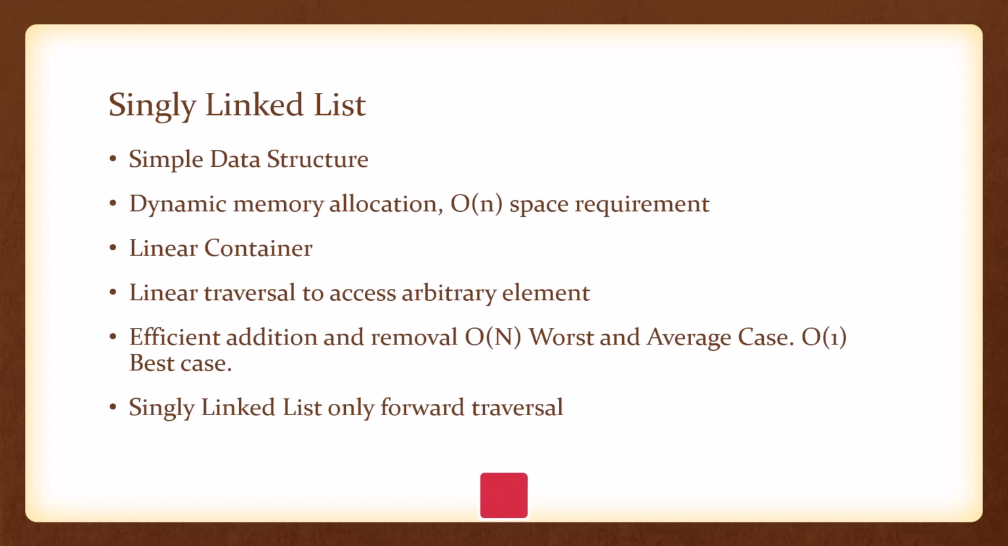The complexity of accessing an arbitrary element is O(n). Efficient addition and removal. This is O(n) in worst and average case. O(1) is best case. It happens when we are inserting or deleting from the head of the linked list.